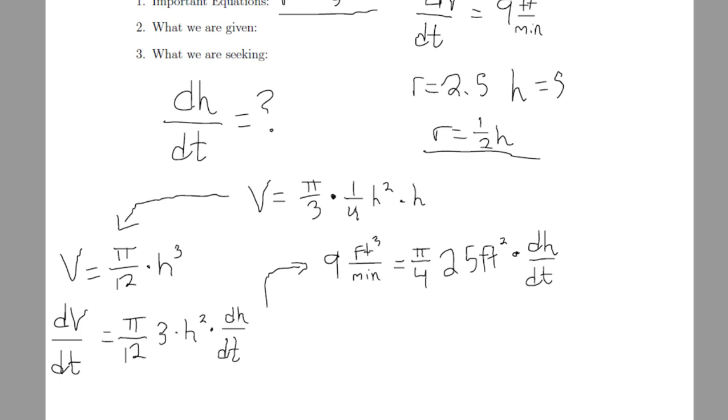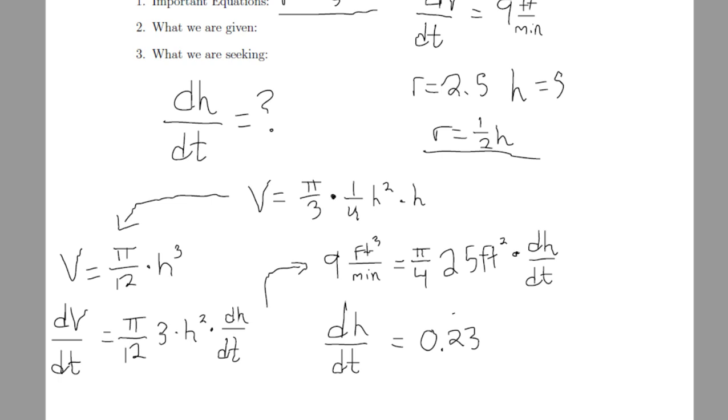All right, so then we'll do some algebra, and we'll isolate our dh over dt. So dh over dt equals, we would take 9 divided by 25 multiplied by 4, and then divide by pi. And we have a dh over dt of 0.23.